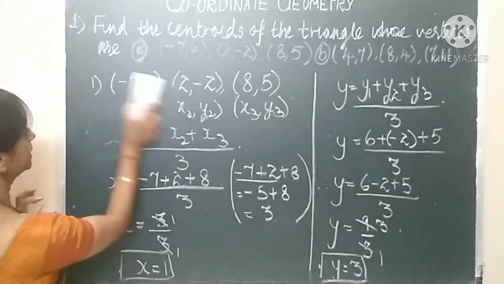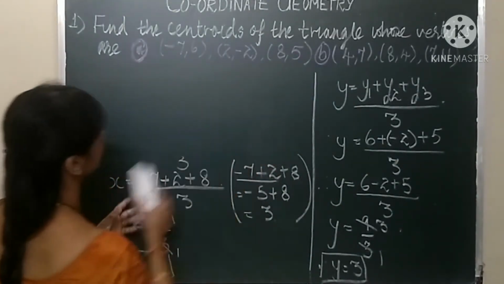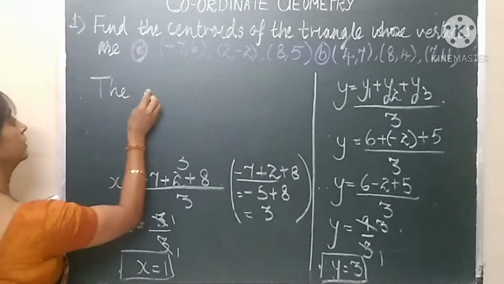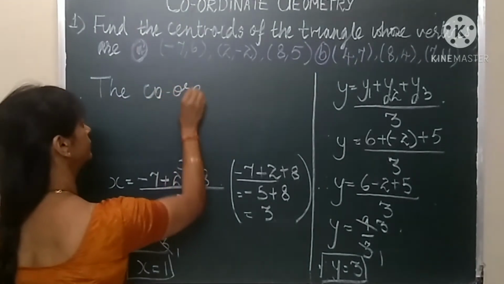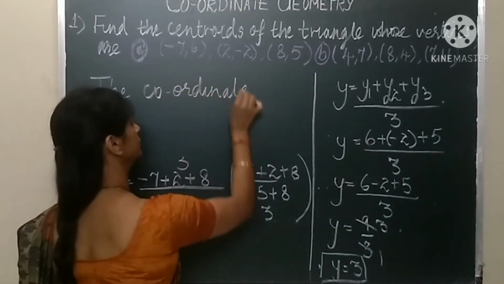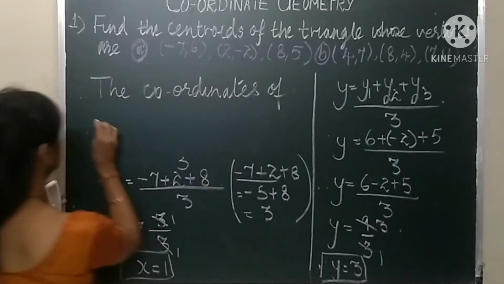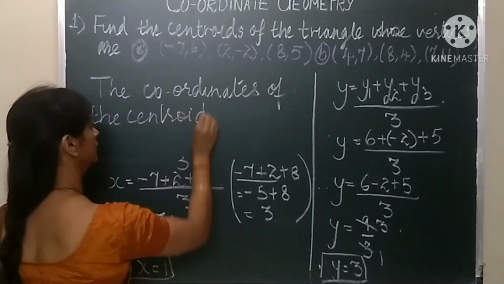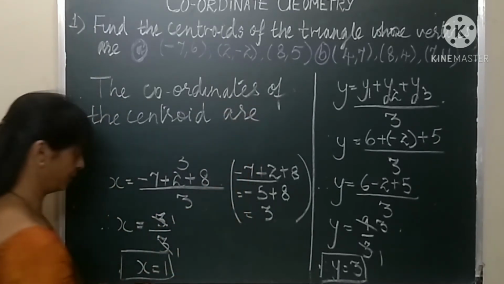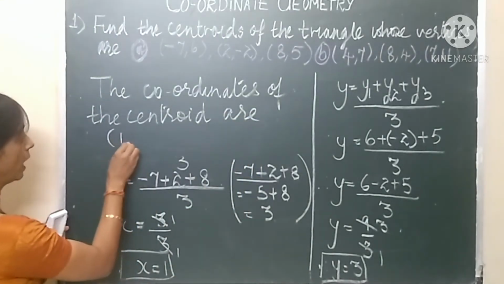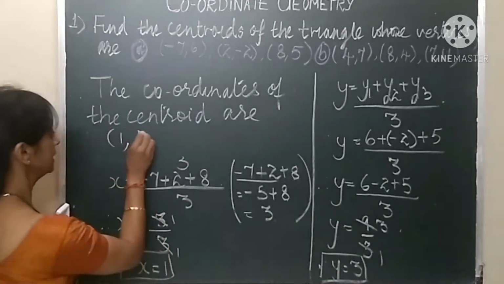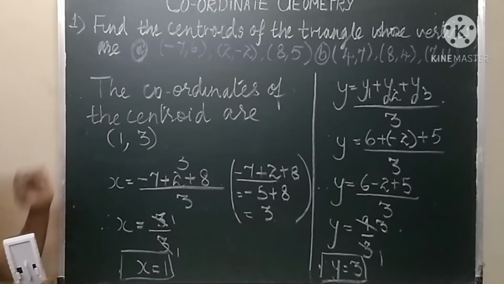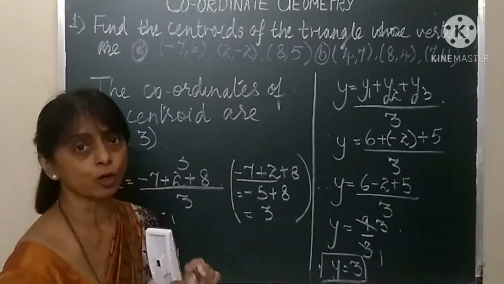So therefore, what is the answer? Therefore, the coordinates of the centroid are, first we always write the x coordinate 1 and the y coordinate 3. So this is the way we have used the centroid formula to calculate its coordinates.